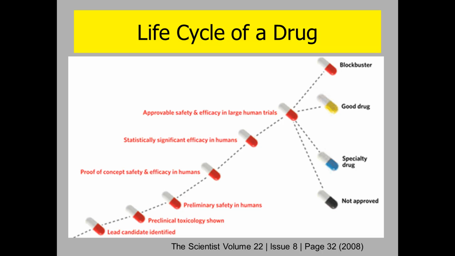And then you'll do preliminary safety tests in humans, and those will be your stage 1 clinical trials. Then you'll do proof of concept safety and efficacy in humans, and those will be your stage 2 trials. Then you'll try and show that there's statistically significant efficacy in humans. And finally you'll want approvable safety and efficacy in large human trials.